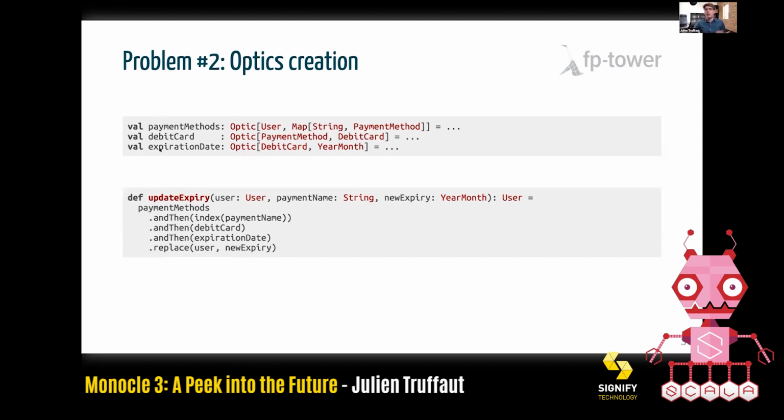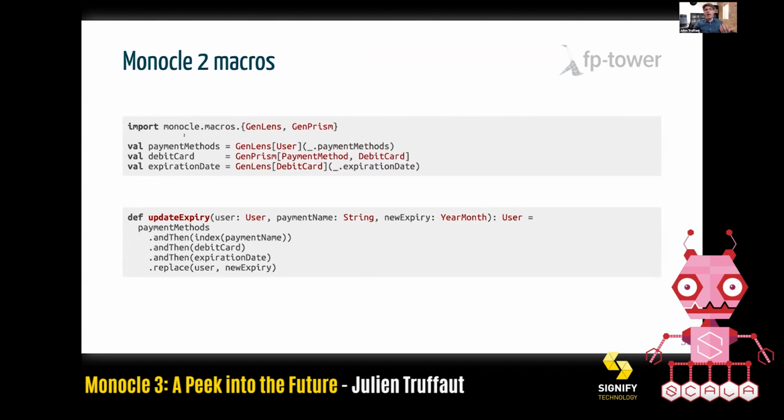But payment methods, debit card, and expiration date, you have to create them yourself because it's about data types that come from your domain. So the library cannot offer them for you. So one thing we did in Monocle 2 is to offer macros. So we have this genLens macro and genPrism macros that allows you to create certain optics quite concisely. Now, still the problem with that is that we're still leaking the kind of optics you're creating.